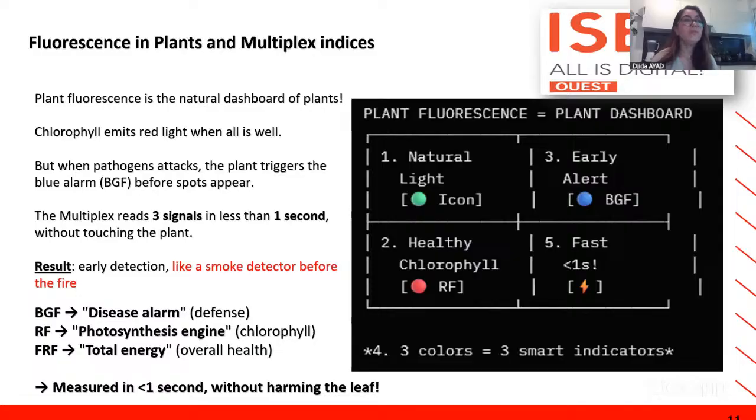For example, we have blue-green fluorescence, which rises when the plant fights back, in the case of phytoalexin. The red fluorescence is higher when everything is well. It's an indicator of healthier chlorophyll. And infrared shows overall plant performance. All these indices are measured in less than 1 second without harming the leaf.